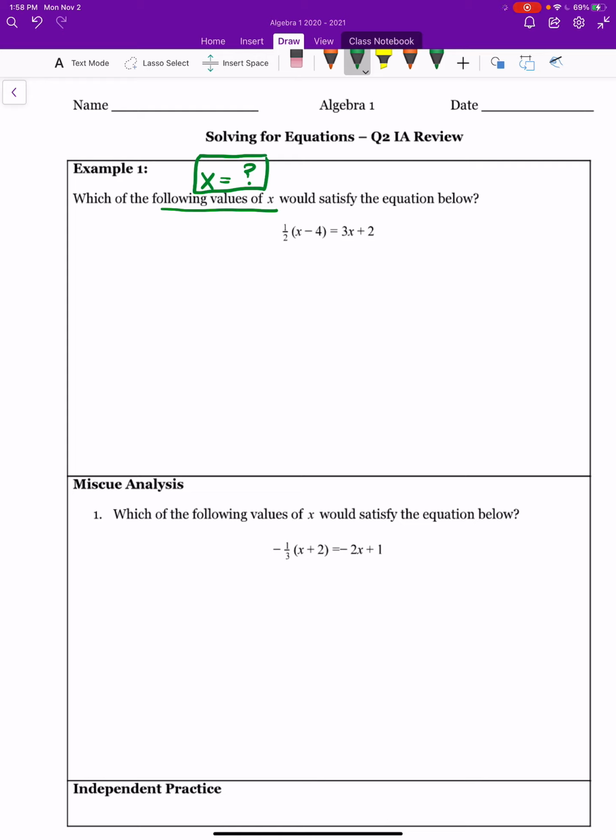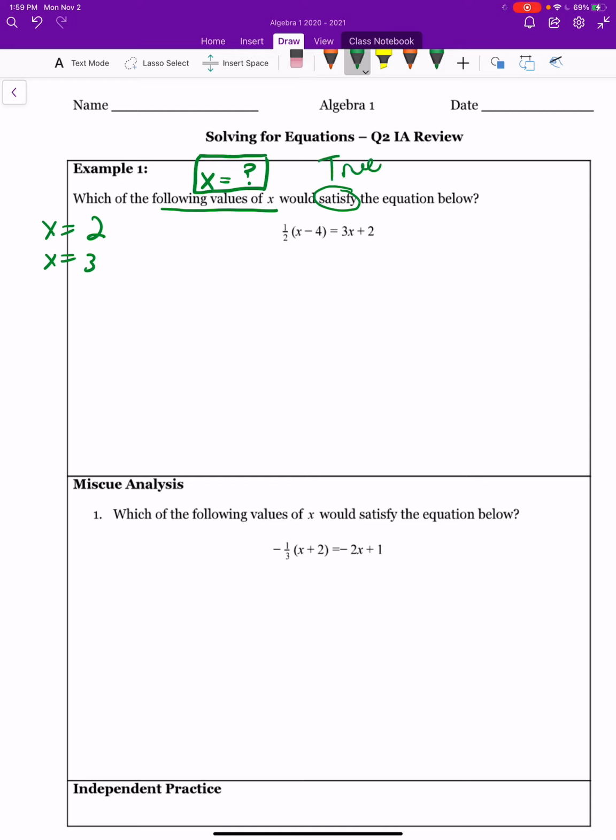I don't want to see a number like 2 or 3. I want to see x equals 2, x equals 3. That was a little gap I saw at the IA. Those things do matter. Also, to satisfy the equation, at the end of the day, this x value is going to make sure that this side of the equation equals the other side, so that the equation stands true.